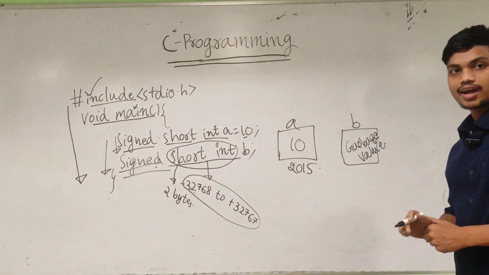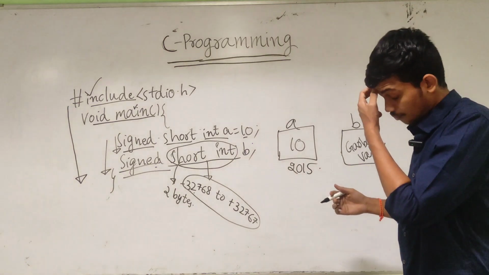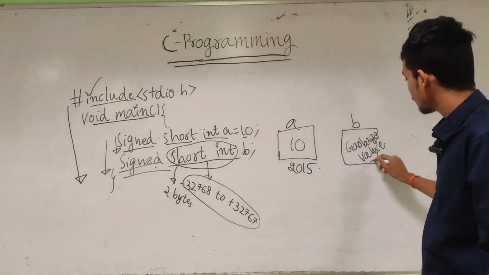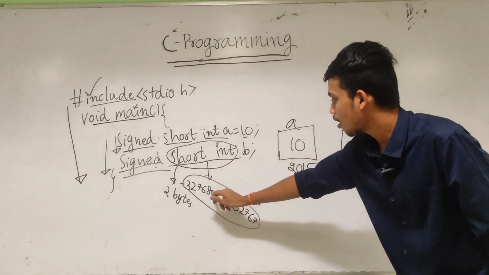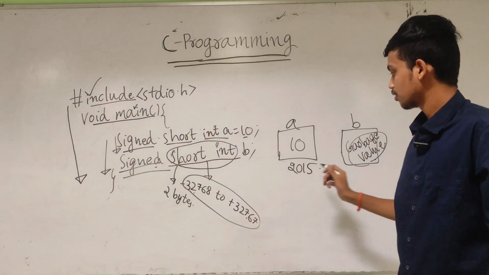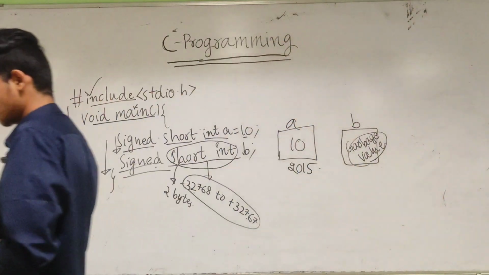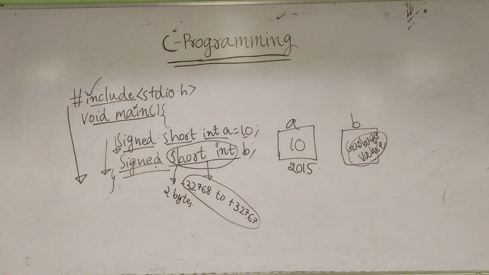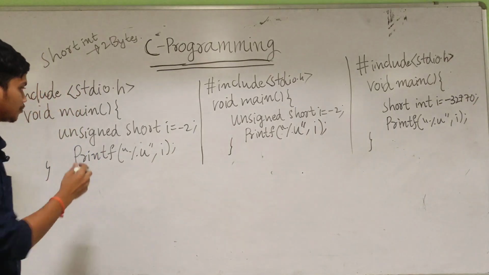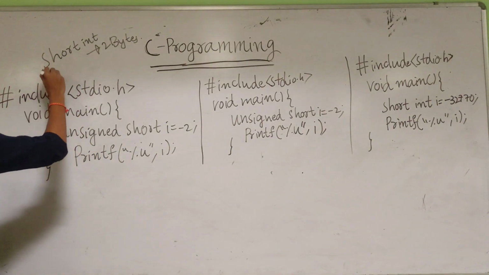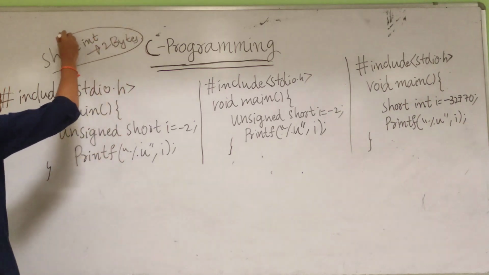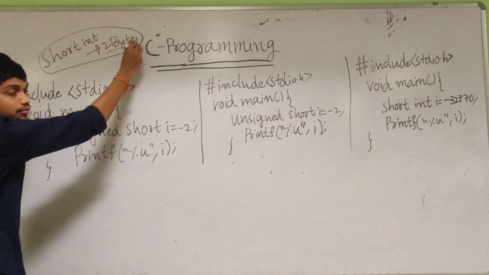Garbage value means the value which is not predictable, that is garbage value. It can be in the range from this to this. Note it down. Observe these three questions. I have pre-declared that short int is of 2 bytes.